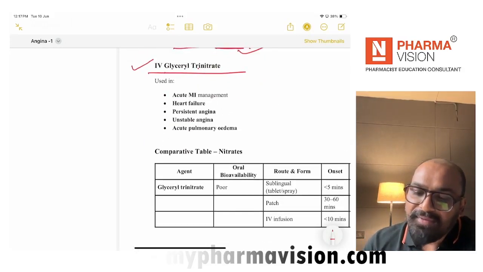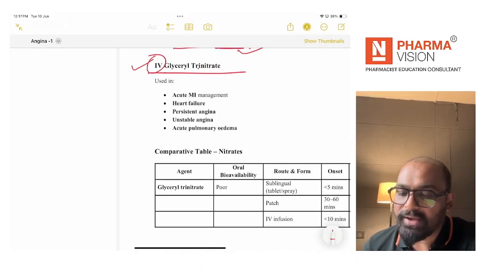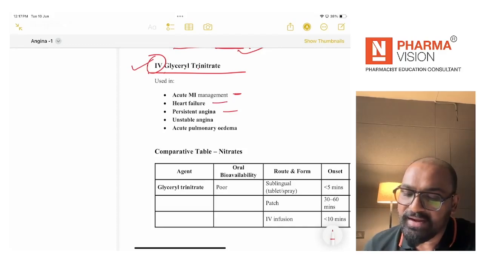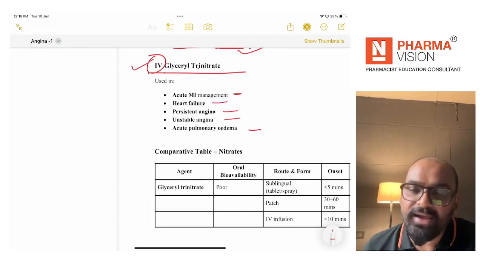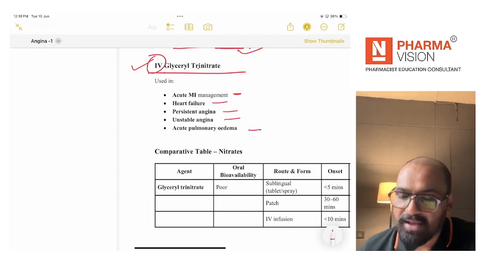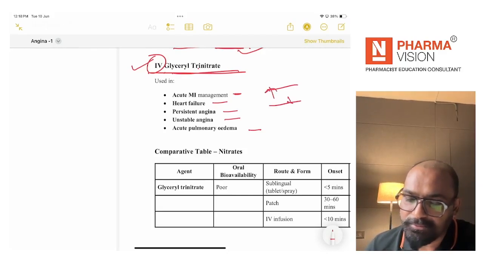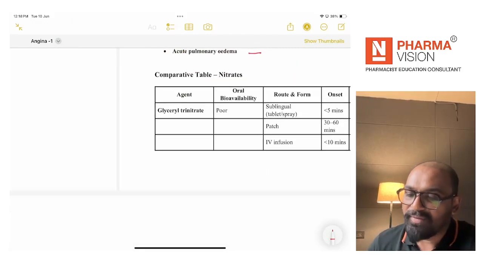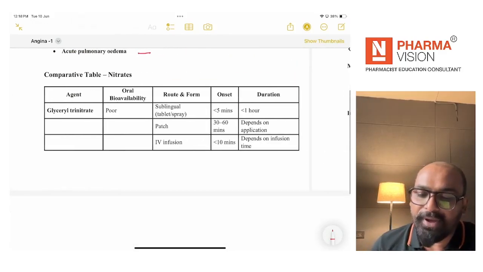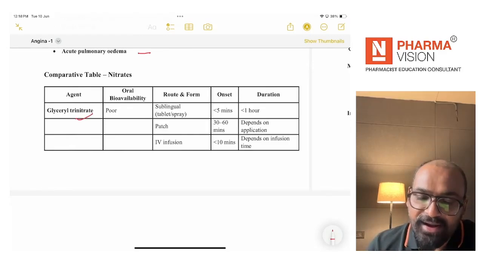Okay, the IV dosage form is used for acute myocardial infarction management, heart failure, persistent angina, unstable angina, and acute pulmonary edema. So these are the different uses of glyceryl trinitrate as a vasodilatory substance. Now, let's compare glyceryl trinitrate first.